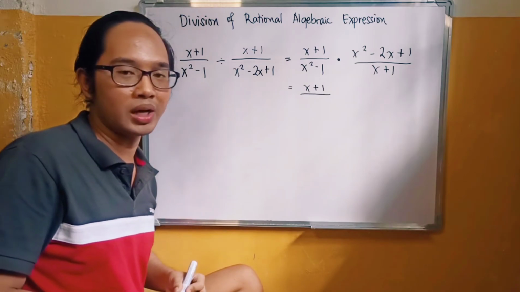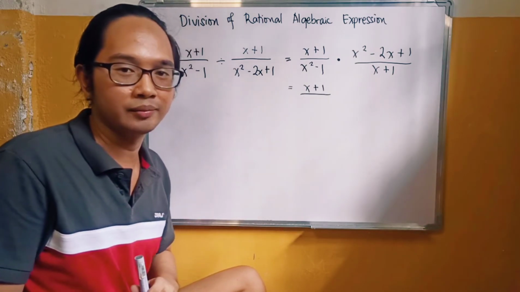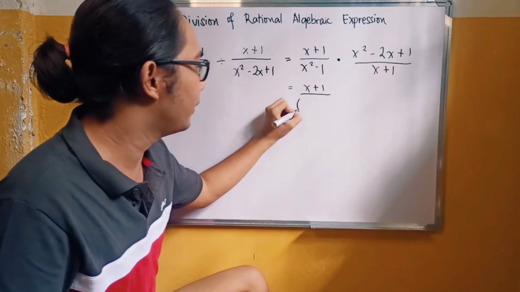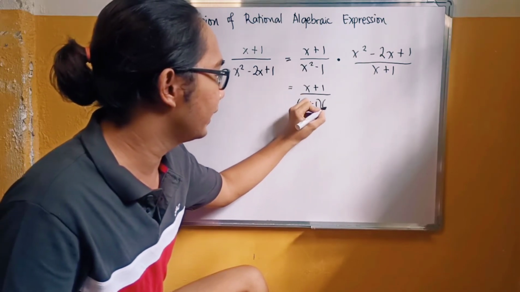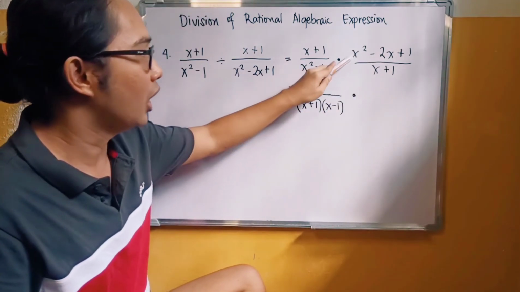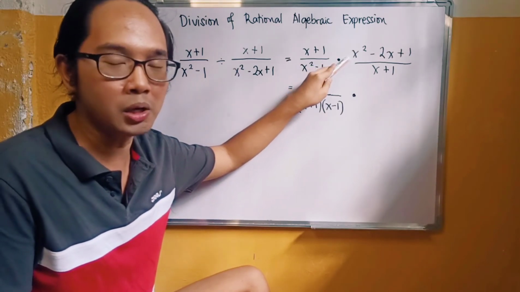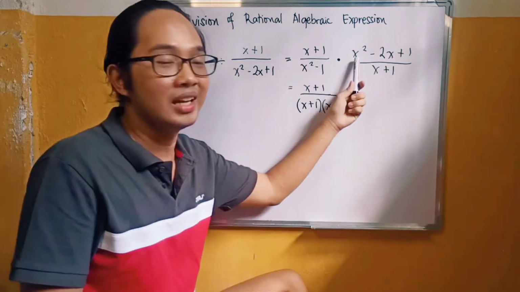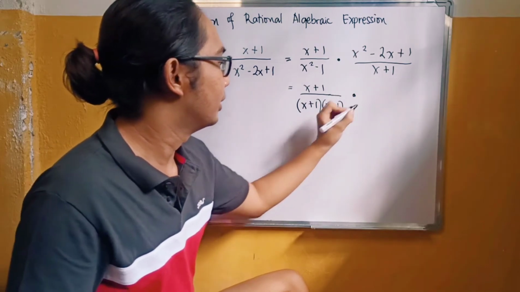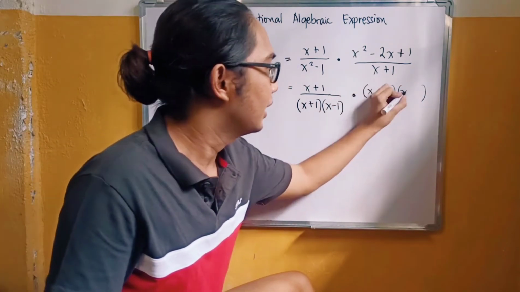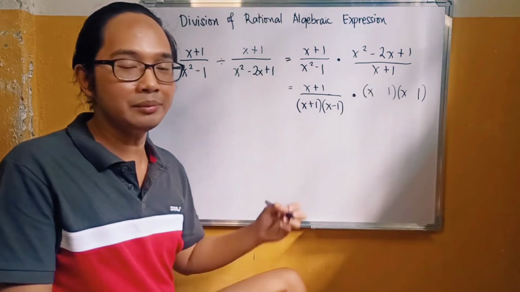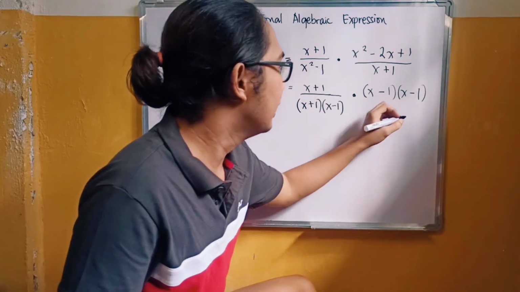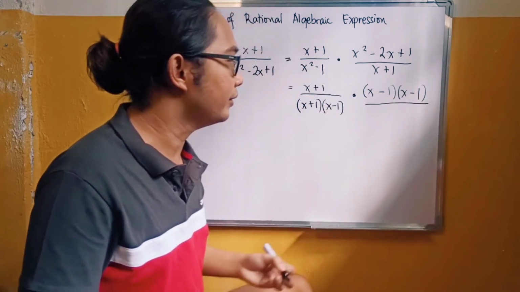How about x squared minus 1? Anong factoring method ang pwede natin gamitin? Tama, pwede natin gamitin ng difference of two squares. So we have here x plus 1 multiplied by x minus 1. How about x squared minus 2x plus 1? Kaya ba siyang i-factor out? Pwede. Gamitan natin ng perfect square trinomial. Dahil may square root si first term at last term. Ang square root ng first term ay x at ang square root ng last term ay 1. And since the middle term is negative, so copyahin natin yung sign. So ito ang factor ng ating x squared minus 2x plus 1 over x plus 1.